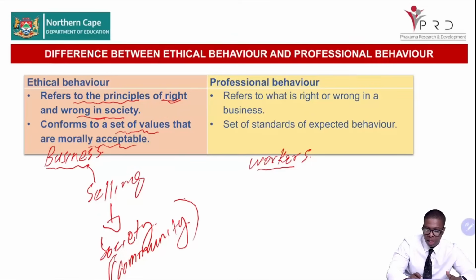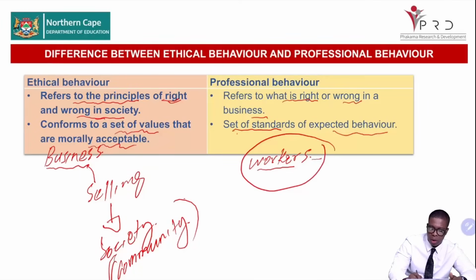But with professional behavior, we are saying it refers to what is right or wrong in the business. So as a worker, you should know this is right to do and this is wrong to do when I'm inside the business. Hence, we say as a worker, you should know the set of standards of expected behavior. How should a worker behave inside the workplace? How should they address the other employees? How should they talk to other employees in the workplace? And that would then talk to professional behavior.